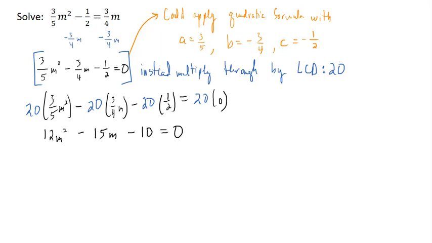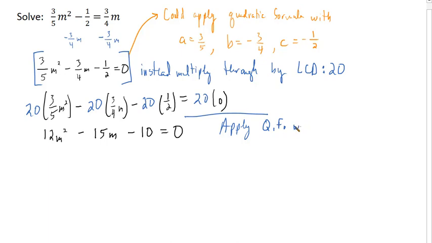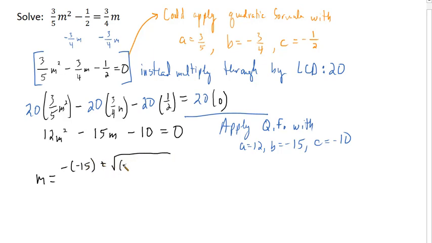So now I'll apply the quadratic formula, I'll abbreviate that QF here, with a equal to 12, b equal to negative 15, and c equal to negative 10. Then m is equal to the opposite of negative 15, plus or minus the square root of negative 15 squared minus 4 times 12 times negative 10, over 2 times 12.